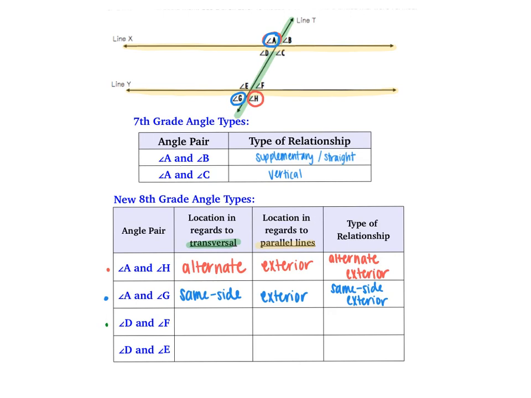All right, moving along. Next, I'm going to look at D and F. So I need to find D and F. Starting with the transversal, I have one on each side of it. So again, we call those alternate. But this time I've moved in between the parallel lines. So now I have interior angles. So putting those together, when I'm talking about D and F, I say that those are alternate interiors.